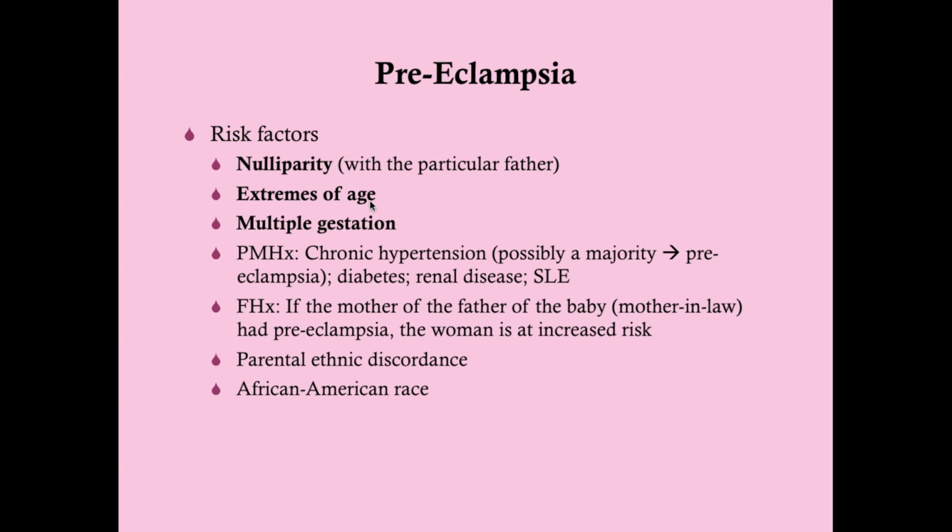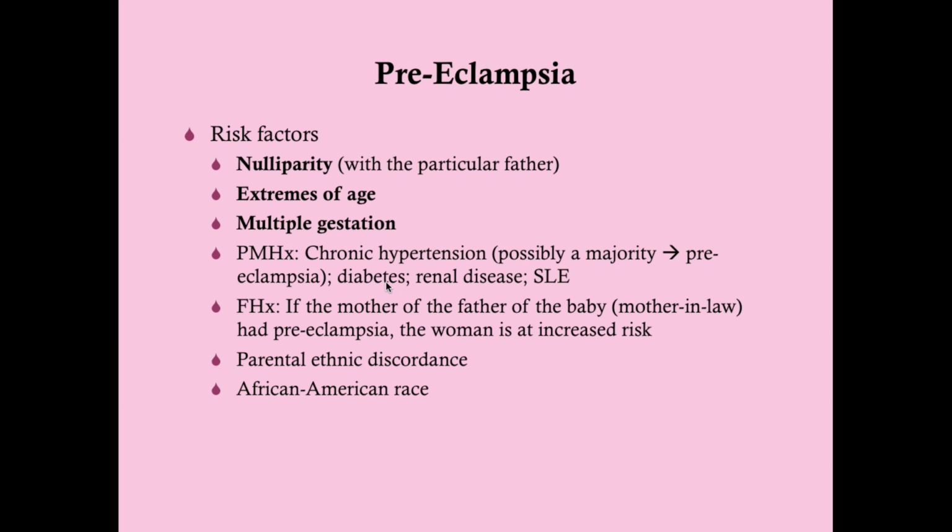So below 20, above 40. Multiple gestation. I put these ones in bold because in the book I read from, these were the ones that were given first. Past medical history. If she's got chronic hypertension, so that's a diagnosis. If she's got chronic hypertension and then she's got preeclampsia superimposed on that, well, if she's got chronic hypertension, she's at risk of getting preeclampsia, and that would be preeclampsia superimposed on chronic hypertension. About 50% of patients with chronic hypertension, possibly even more, go on to develop preeclampsia.